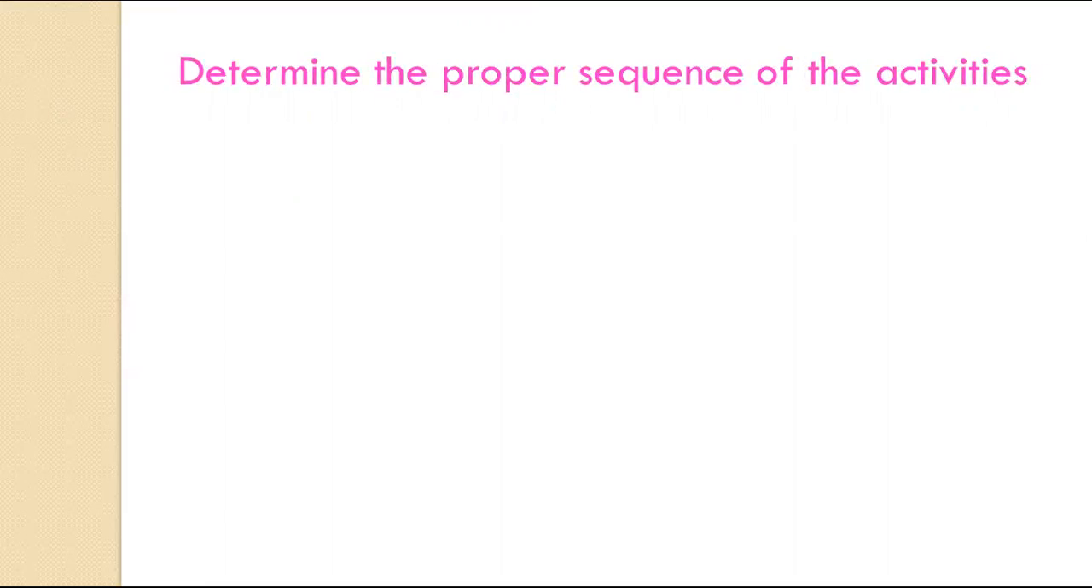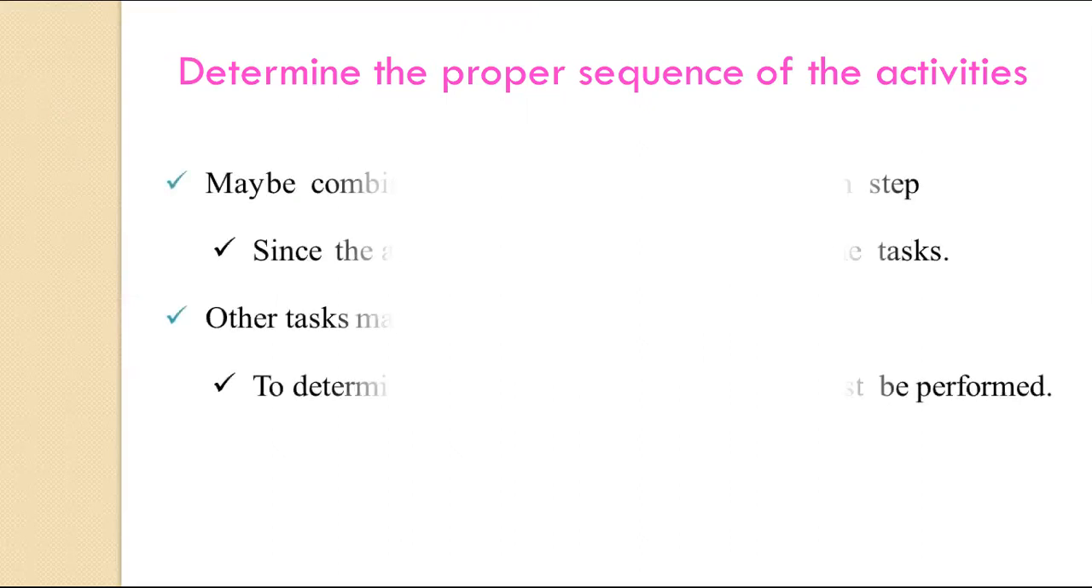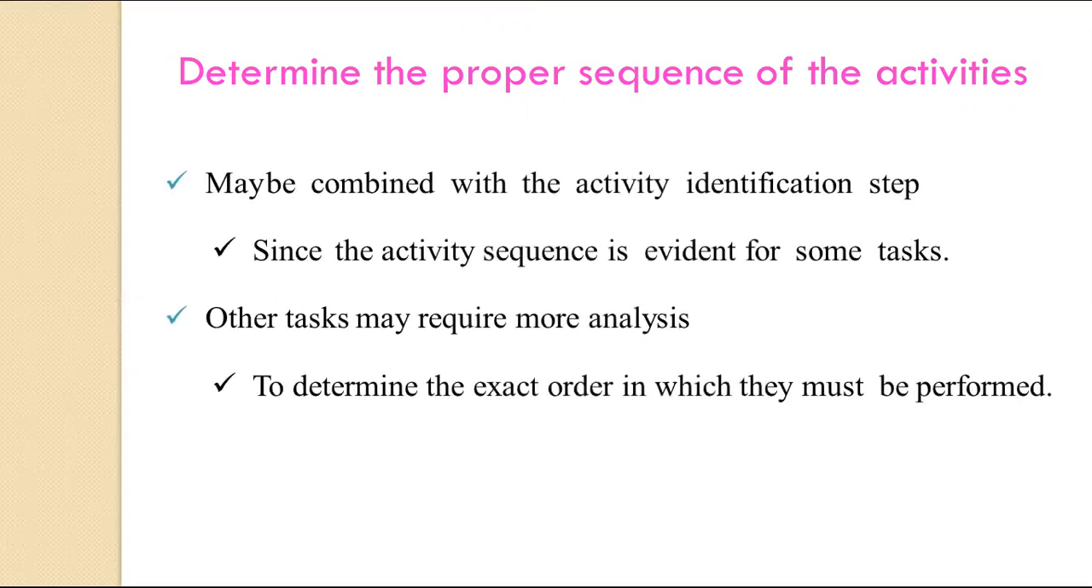So maybe these activities are being combined with the activity identification steps, since the activity sequence is evident for some tasks, and other tasks may require more analysis so that we can determine the exact order in which they need to be performed. So for doing this, we need to construct a network diagram.